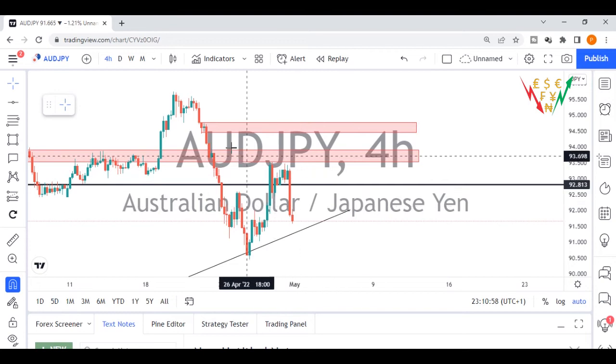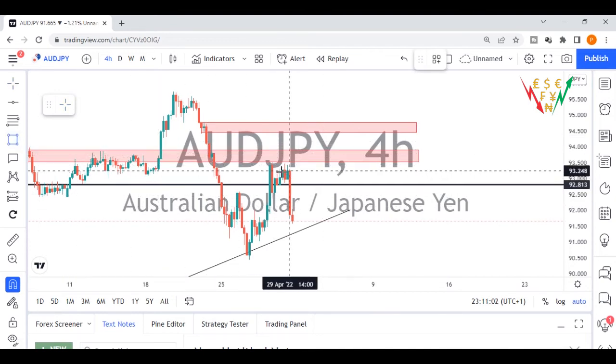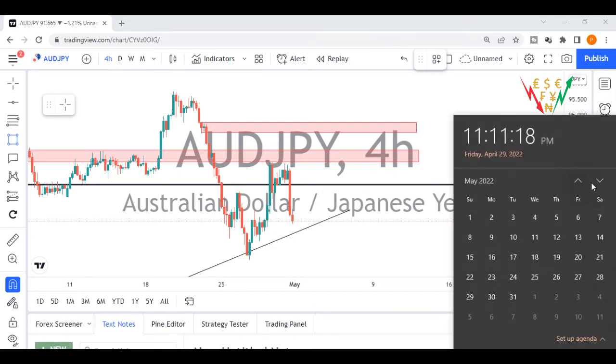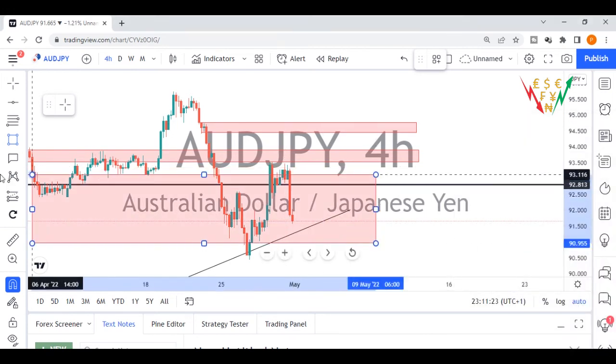So at this point, we're looking at another zone that the market may likely react to. That's coming next week. Today is the 29th of April 2022, so we're entering this market on Monday. Let me check my calendar here. So we're analyzing this market for the 2nd of May.